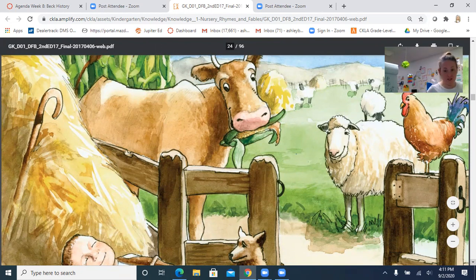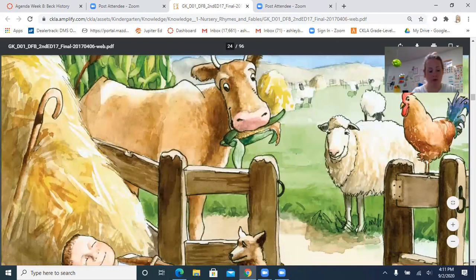So before we get started, we have some important words, and these are vocabulary words. And vocabulary words may be words that you are familiar with or you're not familiar with, but they are words that are important in a story or in a nursery rhyme. So the first vocabulary word we have is a haystack. Can you say haystack?